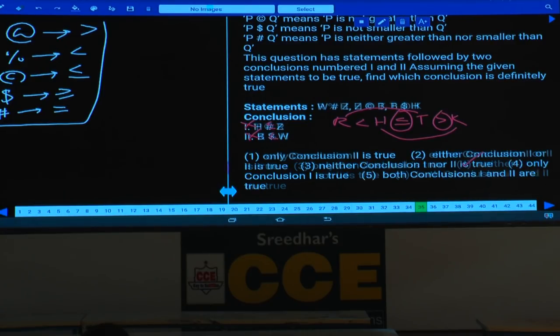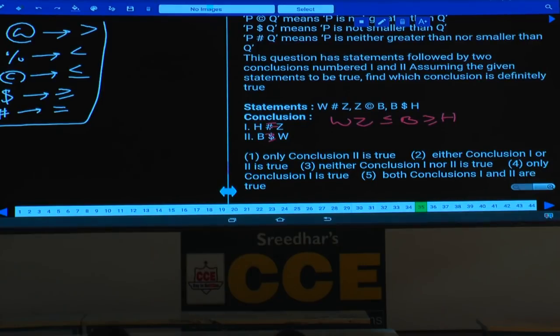Then coming to 35, now W hash, W equals to Z, and Z copyright means Z is lesser than or equals to B, and B dollar means B greater than or equals to H. Now the relation between H and W: H equals to Z, and the next one, B dollar, B greater than or equals to W.